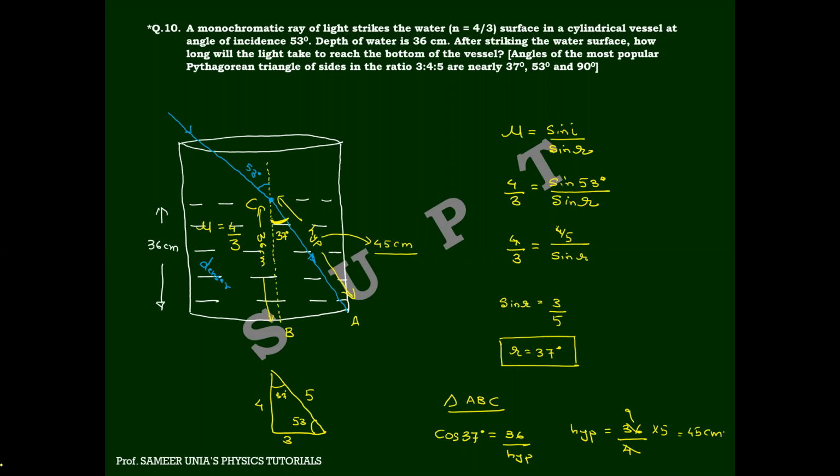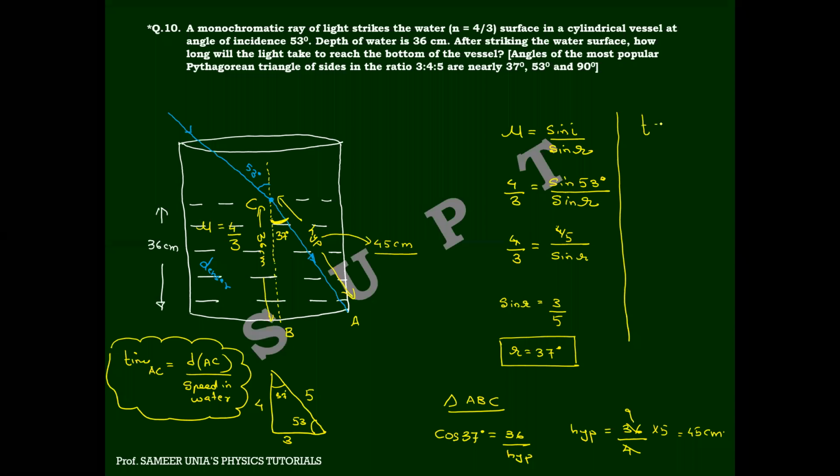Now I need the time taken to reach the bottom of the vessel. So time taken to cover AC will be distance AC upon speed in water, because it is in water. Do you all agree with this formula? So time will be distance AC, which is the hypotenuse, 45 centimeter.